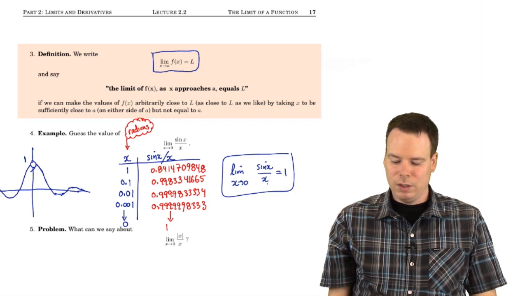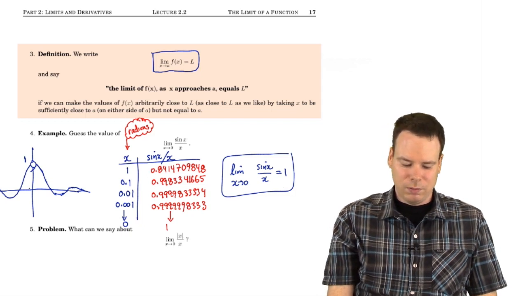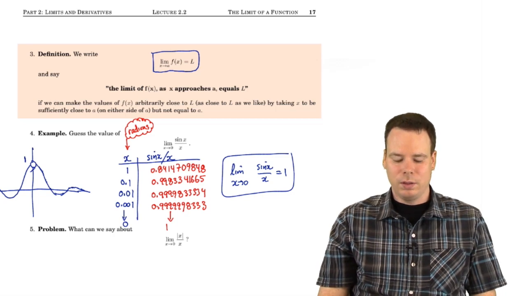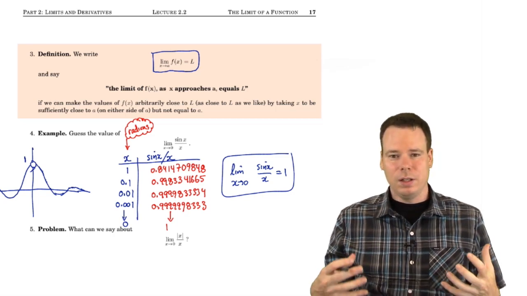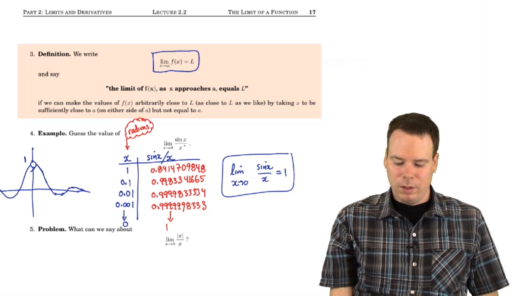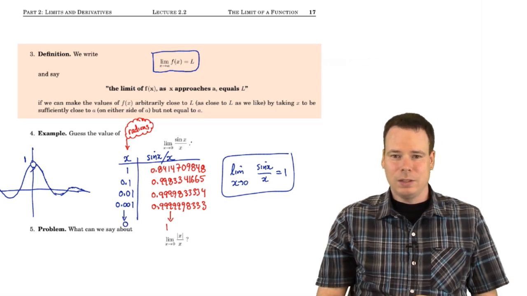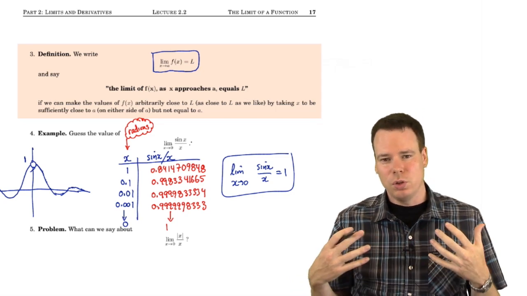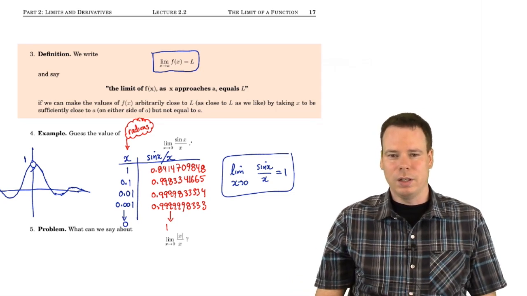What's the function doing around x equals 0? The function's sort of hovering around 1. It seems to be sticking close to 1. That's what this idea of a limit is trying to capture. We don't know the value of sine of x over x at x equals 0 because it's undefined there. But we can ask the question of what the function's doing around that point. This is this notion of a limit.